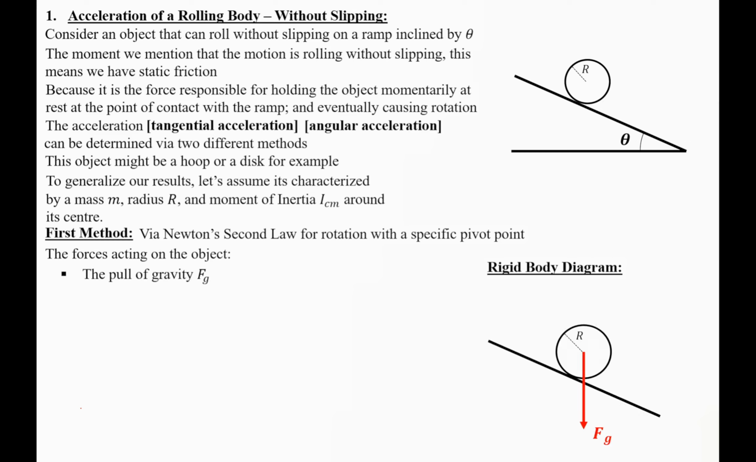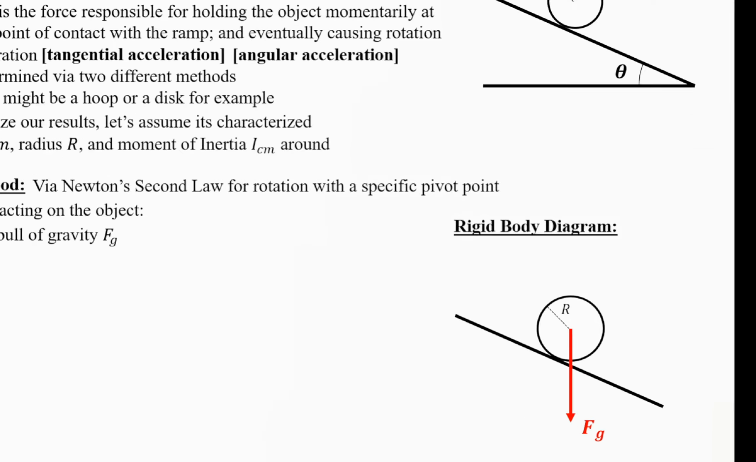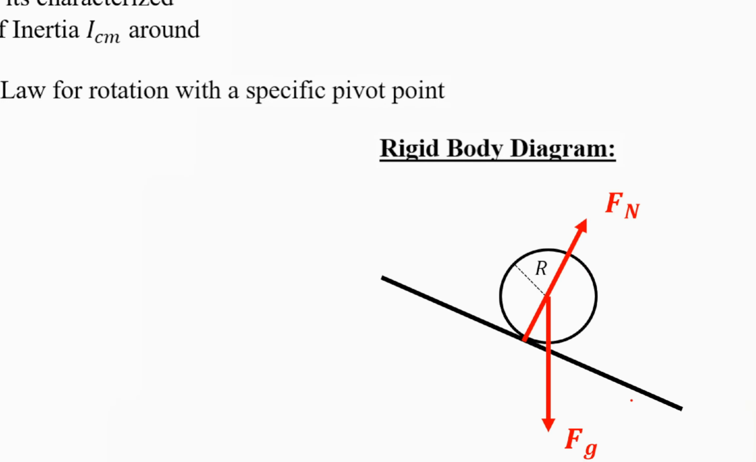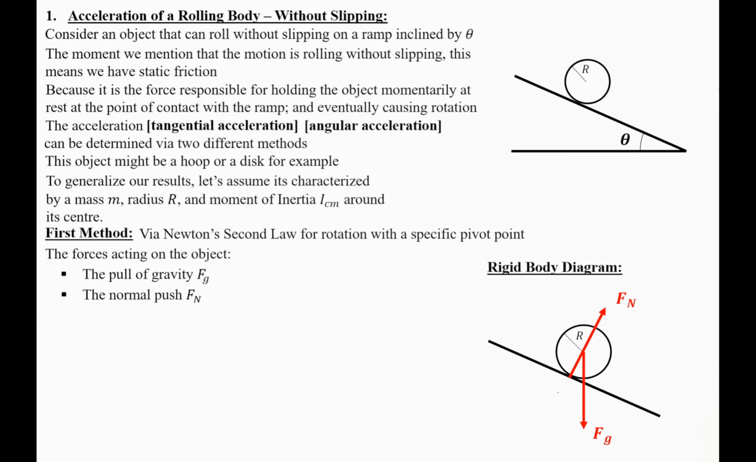Now we have the pull of gravity, and notice that we need to be careful to represent the pull of gravity at the center of the rolling object. So until this moment we don't know whether it's a hoop or a disc. We have the normal push. Remember that the normal push should be represented from the point of contact between the object and the ramp.